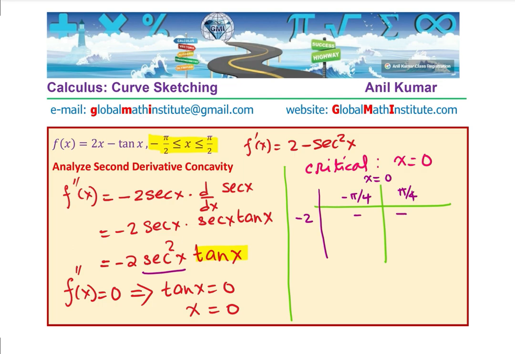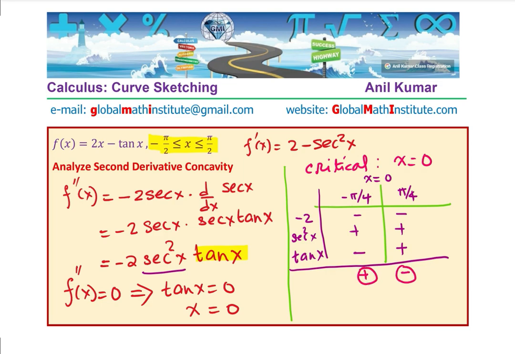Minus 2 will remain negative. Then we have secant square x, which will become positive, right? Because it's a square term. And then we have tan x. So these are the three things we are looking into. Tan x will be negative because this is in quadrant 4, and positive in quadrant 1. And when you multiply all of them, what do you get? Easy, right, to understand? So two negatives make it positive and one negative is negative.